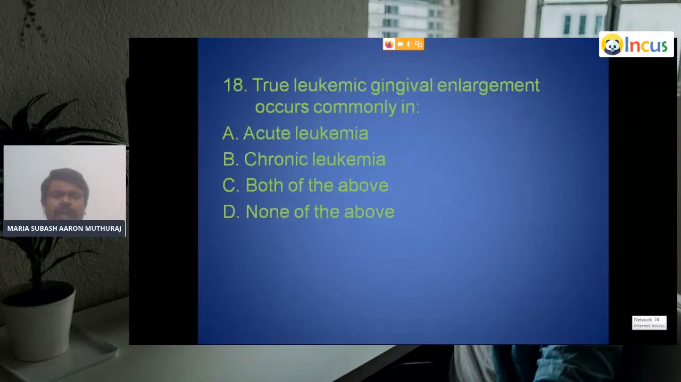Next is the true leukemic gingival enlargement. True leukemic gingival enlargement, as I already told, is commonly associated with acute monocytic leukemia and acute lymphoblastic leukemia. Chronic leukemia won't present with true leukemic gingival enlargement, and it occurs more commonly in acute leukemia.